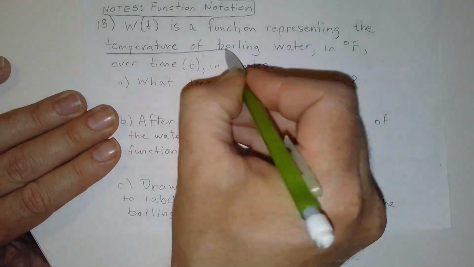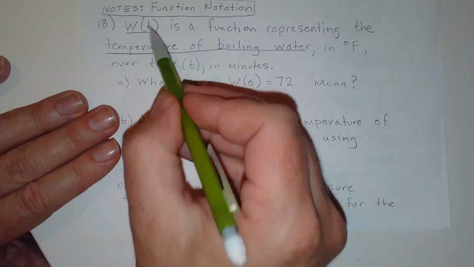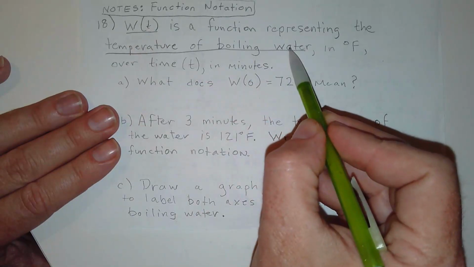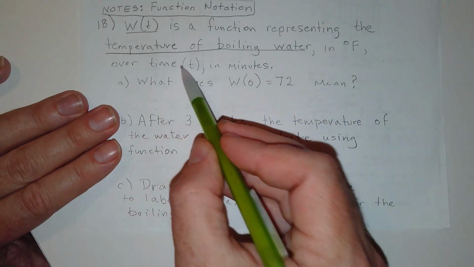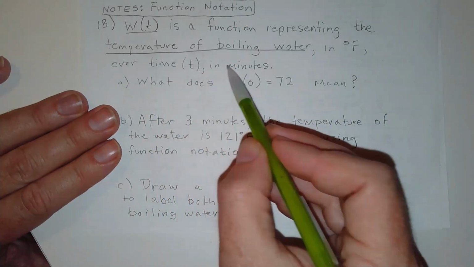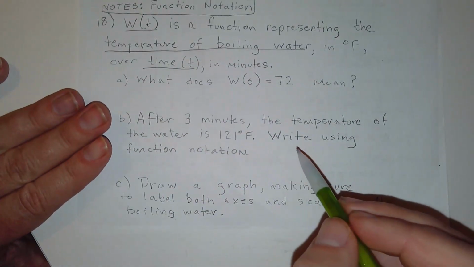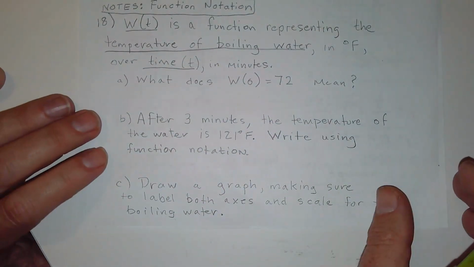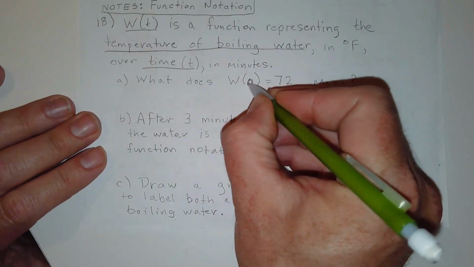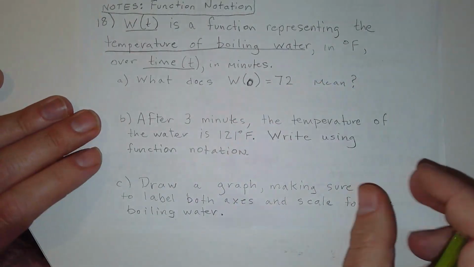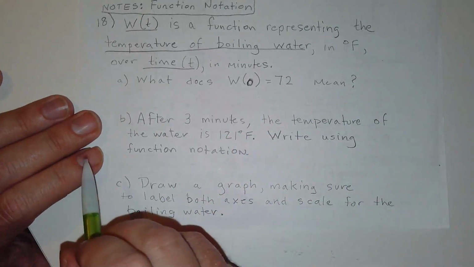So I just underlined it first. I see that I know that W of t is the temperature of boiling water in Fahrenheit over time, t, in minutes. So I know that t is time in minutes. So when it asks me, I didn't write this very well, let me clear that up. It says, what does W of 0 equals 72 mean?